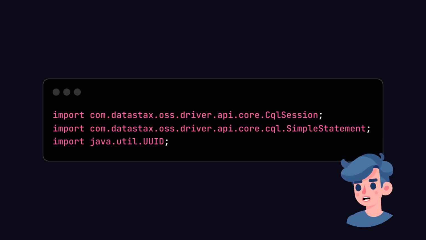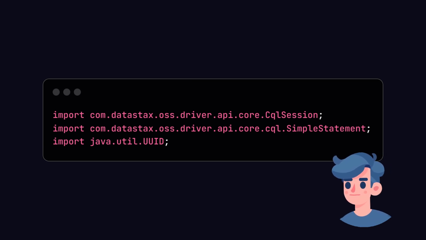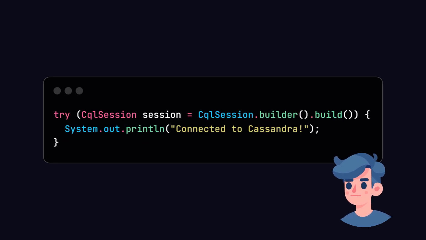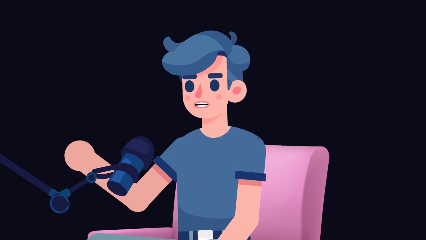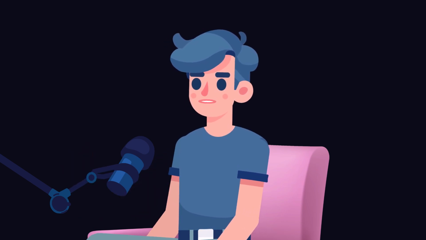We will create a new class named CassandraExample. Start off by importing the necessary libraries in your Java file. Now, let's establish a connection to the Cassandra database. We will do this using the CqlSession.builder method. Make sure to configure the session with the correct contact point, which defaults to localhost. Inside the try block, we will print out a confirmation message once we successfully connect to the Cassandra instance.